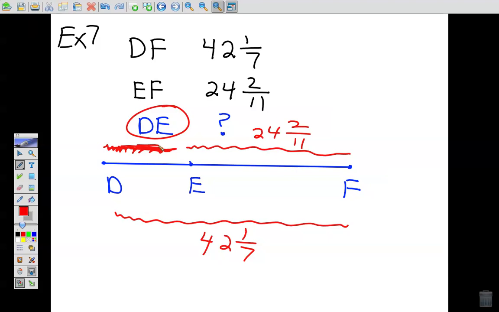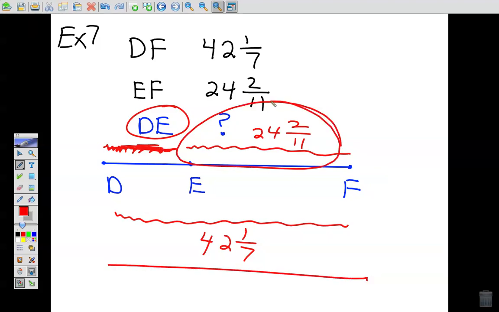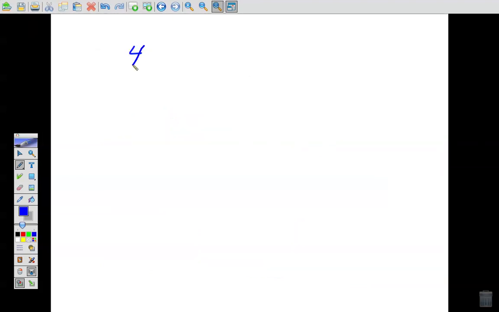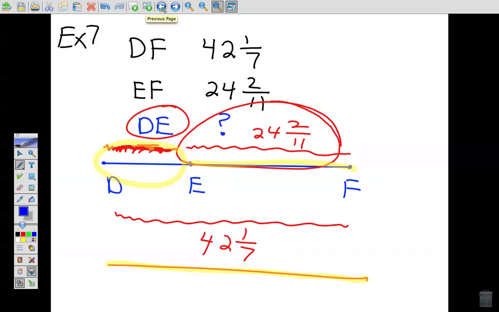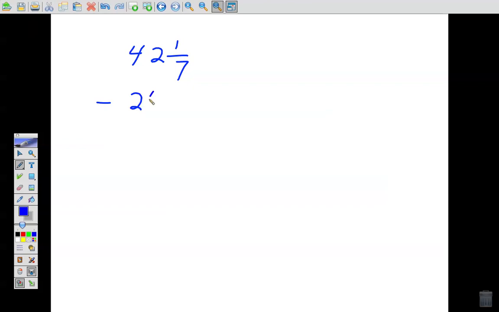Now how would I find that distance? Well, I take this whole distance and take away this distance, right? If I take this whole distance and subtract this distance, what's left over? This distance. So this is a subtraction problem. So what I want to do, I'm going to use a different screen here, is I want to take 42 1/7, and I want to subtract 24 2/11.